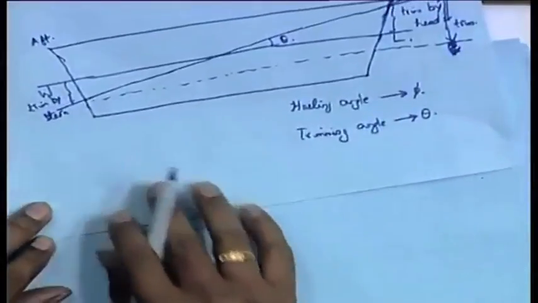So, the trim by stern and trim by head are both almost equal in magnitude, and therefore, the total trim is twice this value, twice the trim by head or twice the trim by stern. So, it is twice this. That is what we will assume in our study in our lectures. Okay. So, this figure I will keep here.